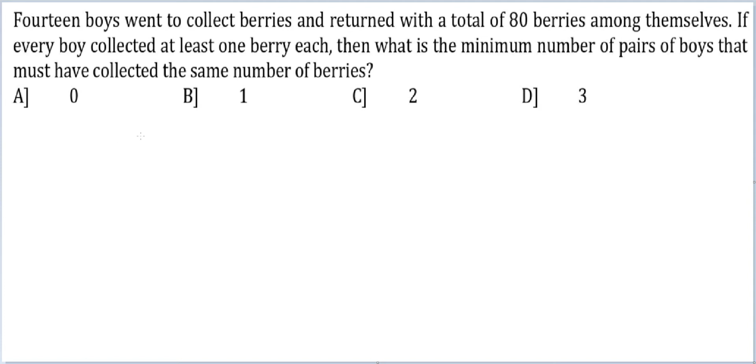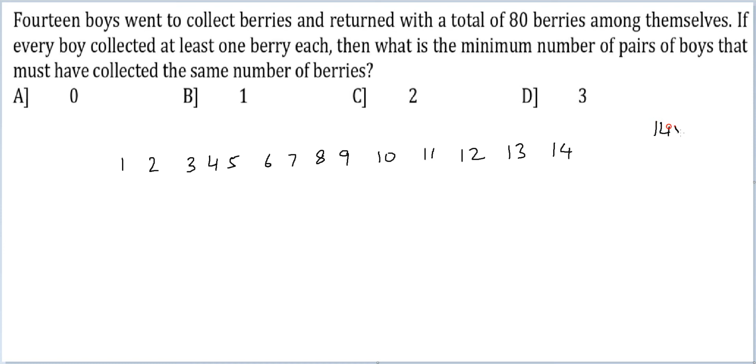Okay, so our intent is to keep the same number of berries with different boys to a minimum. How can I do that? Let me give everyone distinct natural numbers. So 1, 2, 3, 4, 5, 6, 7, 8, 9, 10, 11, 12, 13 and 14. These many berries would be given.